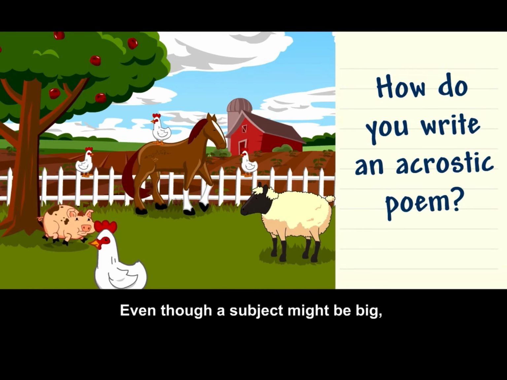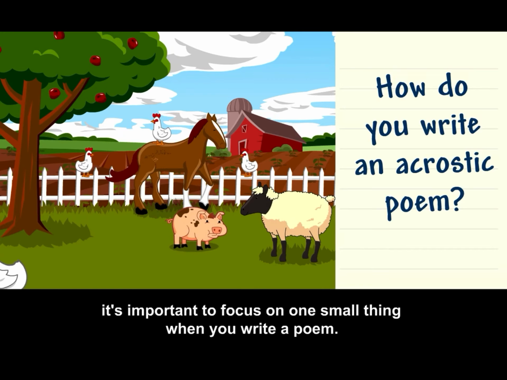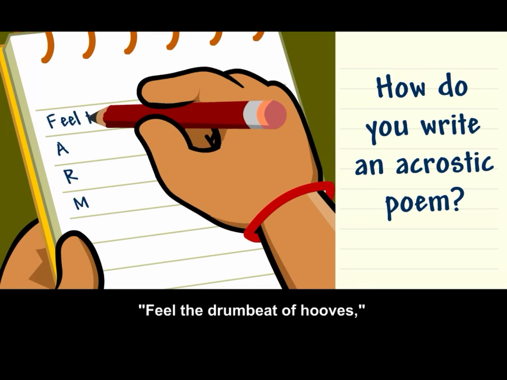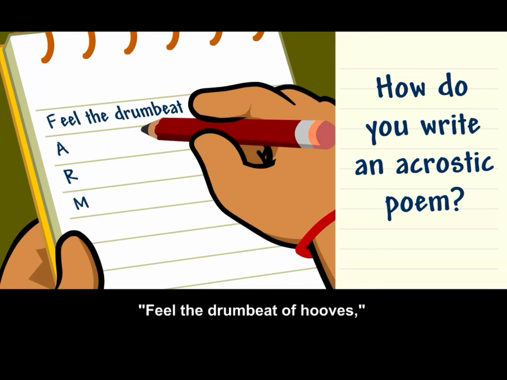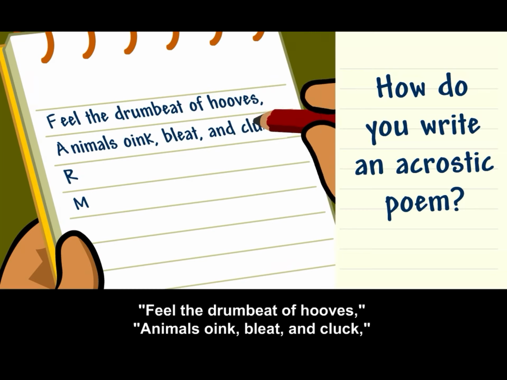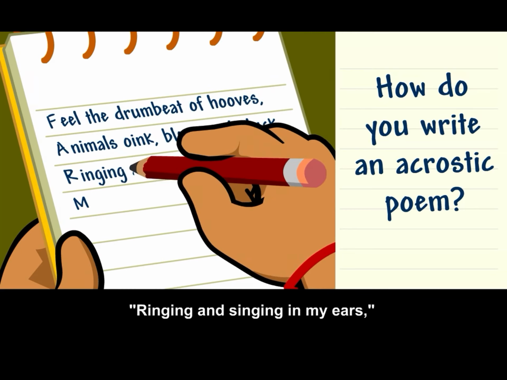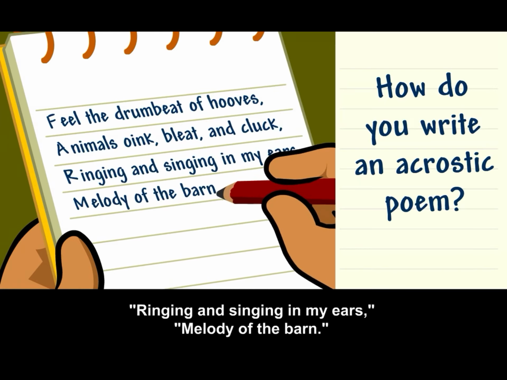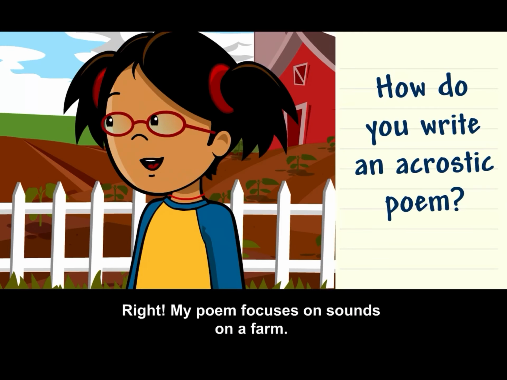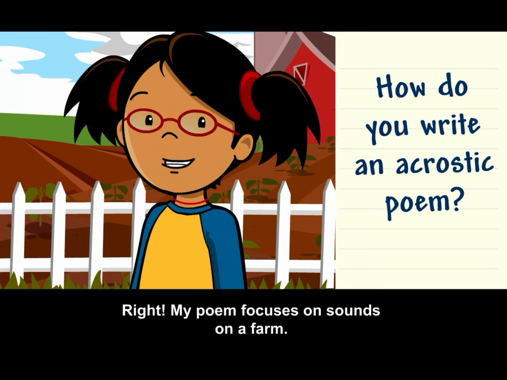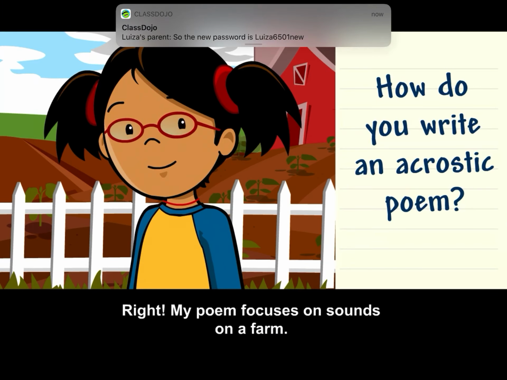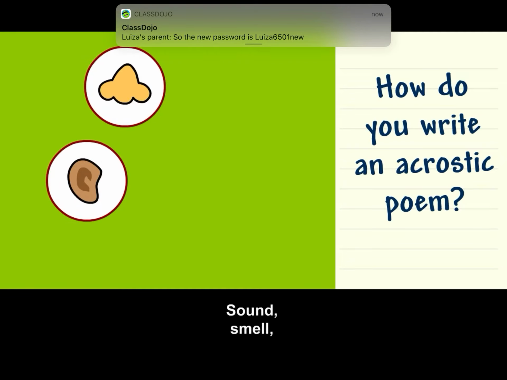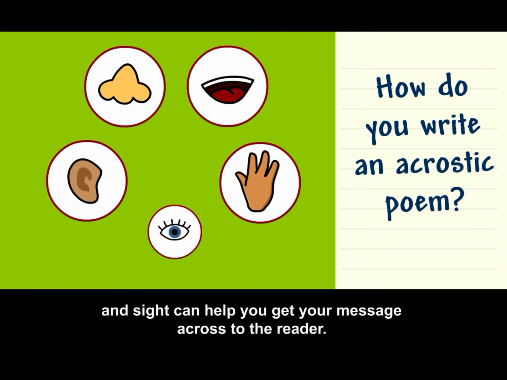Even though a subject might be big, it's important to focus on one small thing when you write a poem. Feel the drumbeat of hooves. Animals oink, bleat, and cluck. Ringing and singing in my ears. Melody of the barn. Right. My poem focuses on sounds on a farm. Sound, smell, taste, touch, and sight can help you get your message across to the reader.